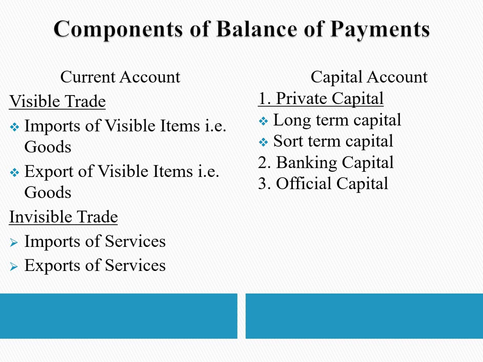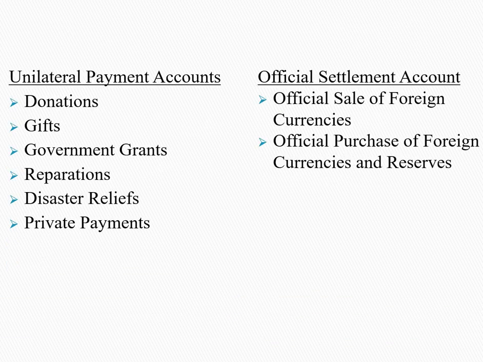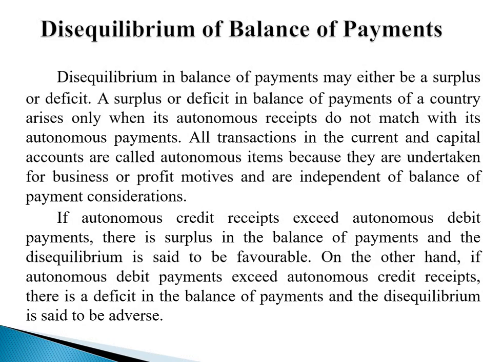Under that, private capital includes long-term capital, short-term capital, banking capital, official capital. Unilateral payments accounts. It includes donations, gifts, government grants, reparations, disaster reliefs, private payments. Official settlement account consists of official sale of foreign currencies, official purchase of foreign currencies and resources.